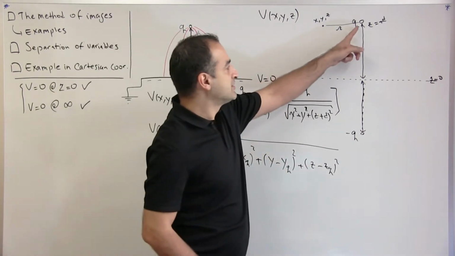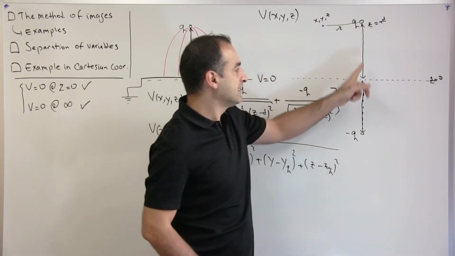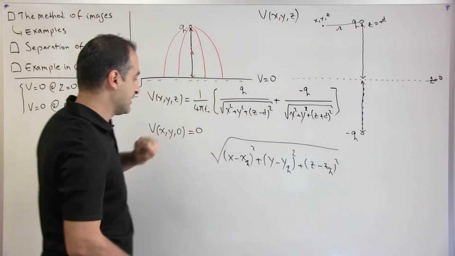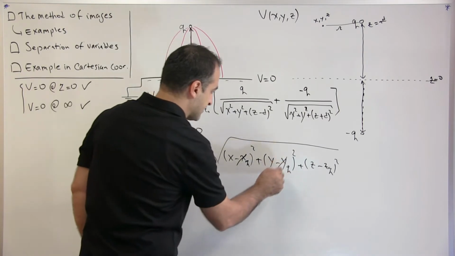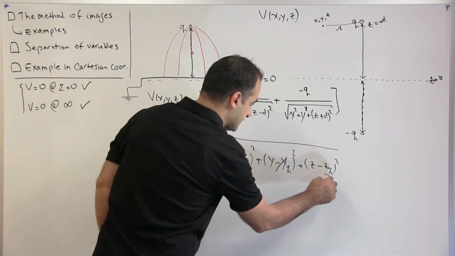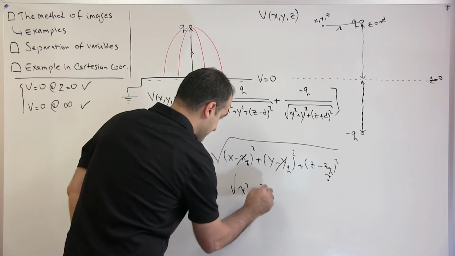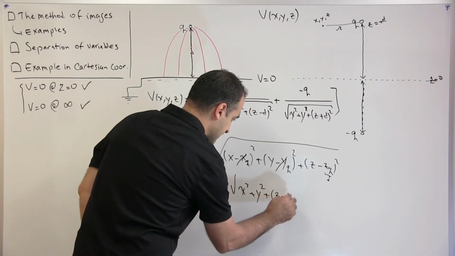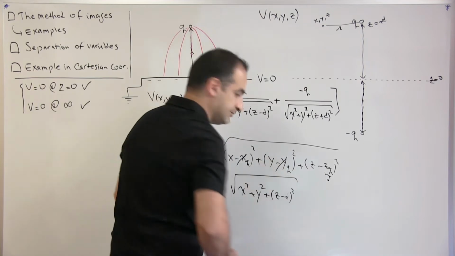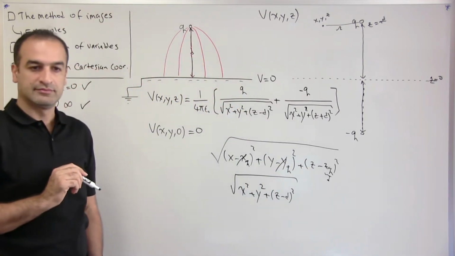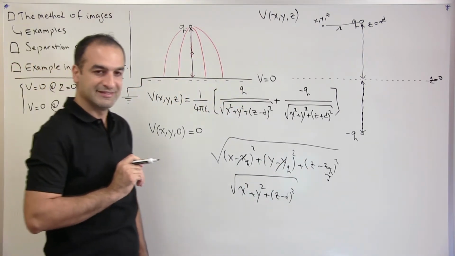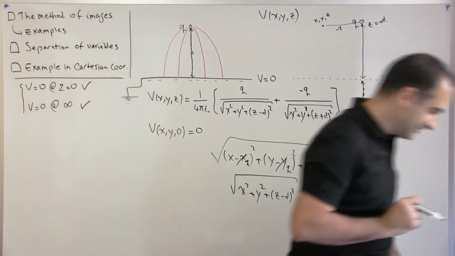But this charge, we assume, is sitting at Z equals D, and X and Y are 0. So this becomes 0, this becomes 0, and ZQ is D. Combined, it becomes X squared plus Y squared plus Z minus D squared. Oh, okay, I see now. Thank you. Make sense? Yep. Good.